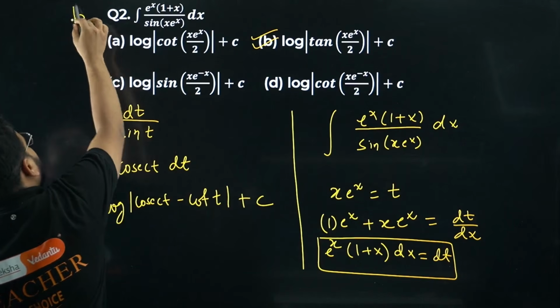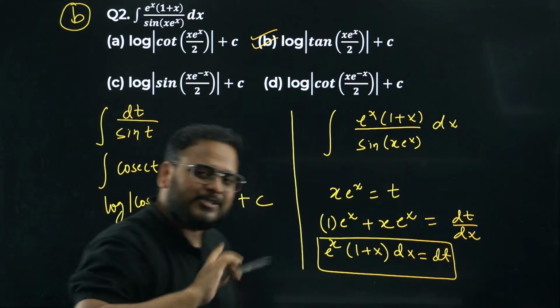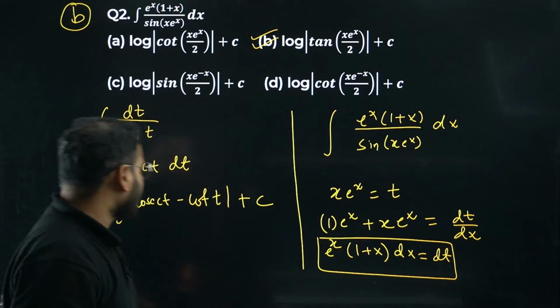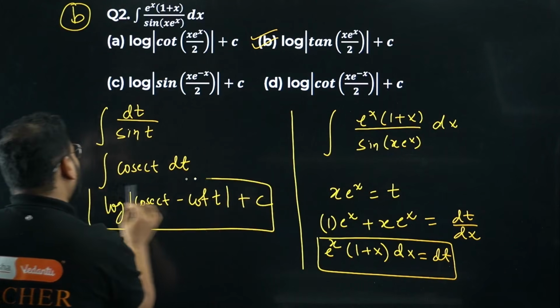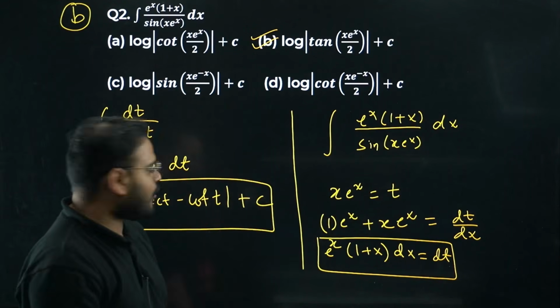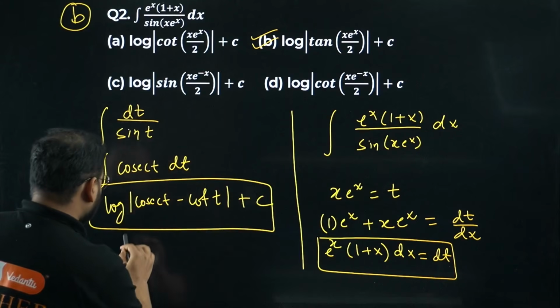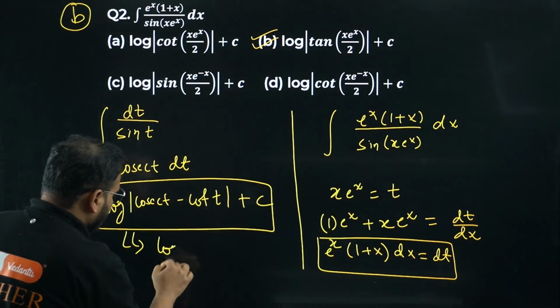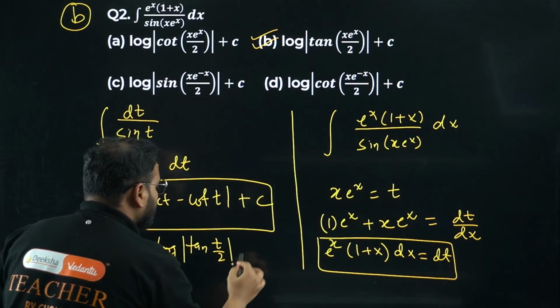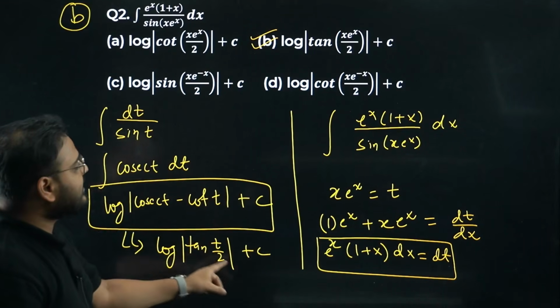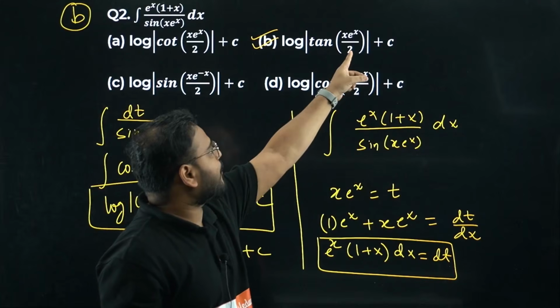If you know it, very good. If you don't know, don't worry, I'll solve the next steps as well. But here only you can get the answer directly as log of tan t by 2. So this will transform into log of tan t by 2 plus c. What is t, sir? t is x e power x. That's why I've written here option is B.